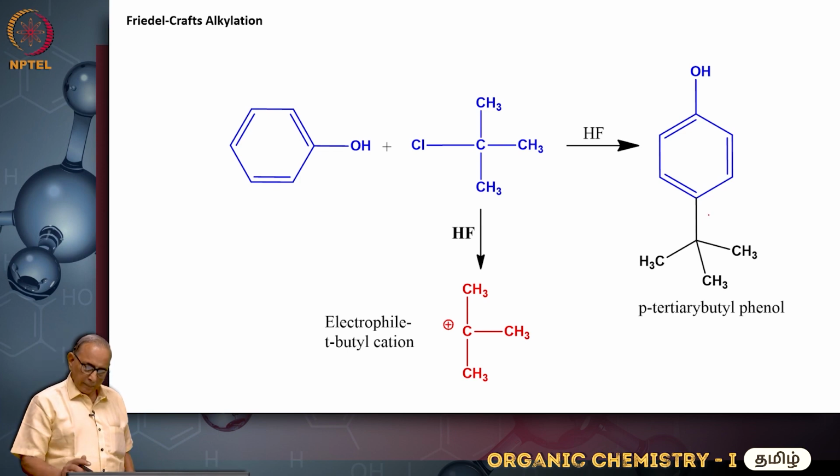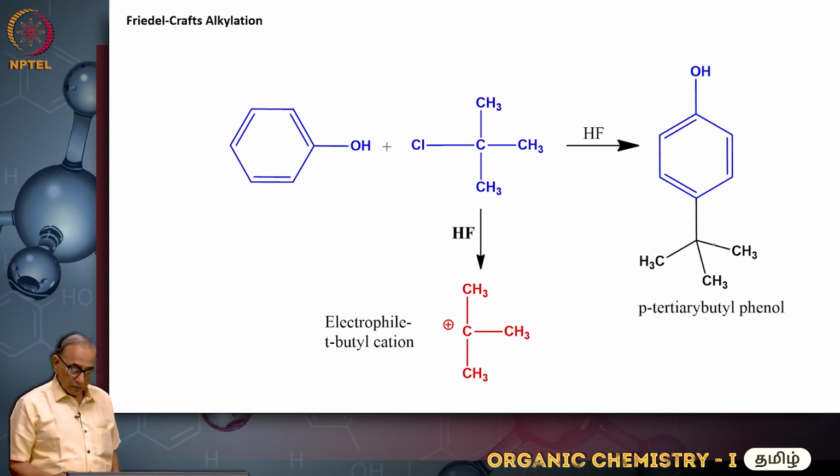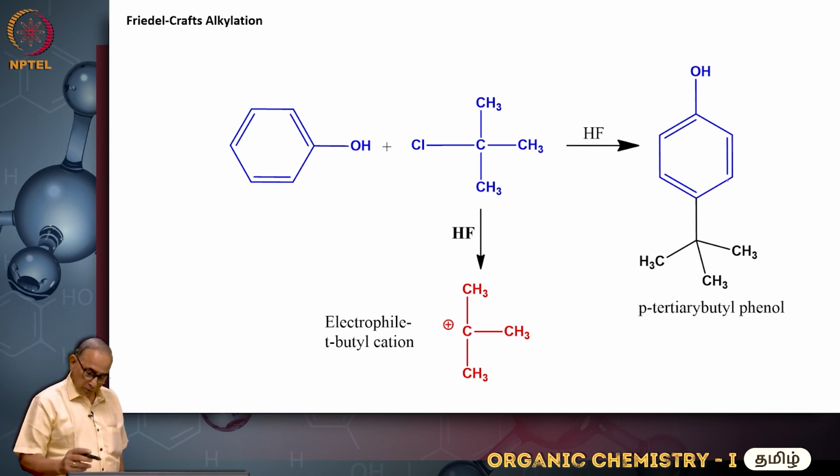Because it is too big, it will not attack the ortho positions. There are 3 alkyl groups which are continuously rotating around this carbon-carbon bond. Therefore, this is attacking at the para position, just like other electrophilic substitutions. Once it attacks, the positive charge will go in one of the positions. This H will get removed as a proton. The substitution takes place.